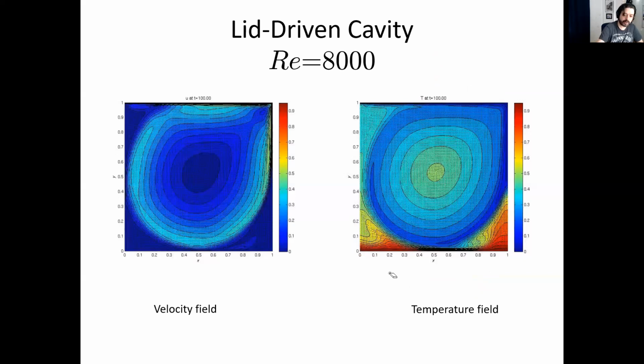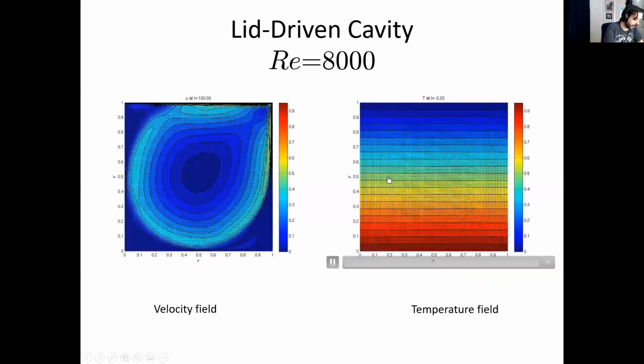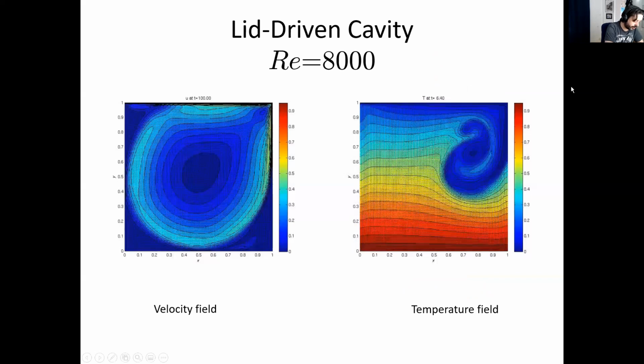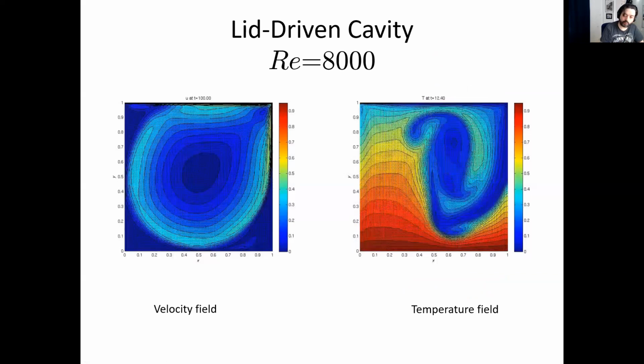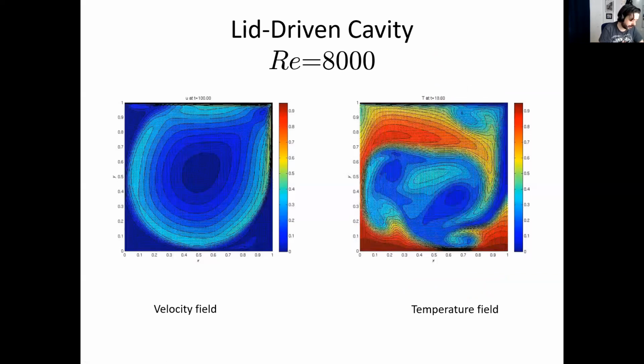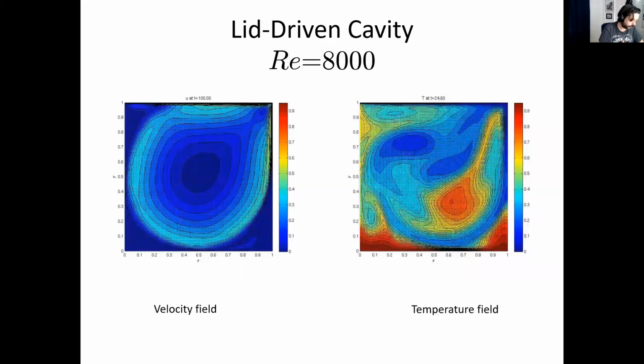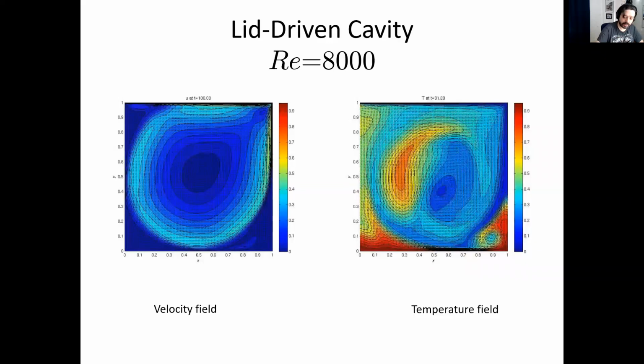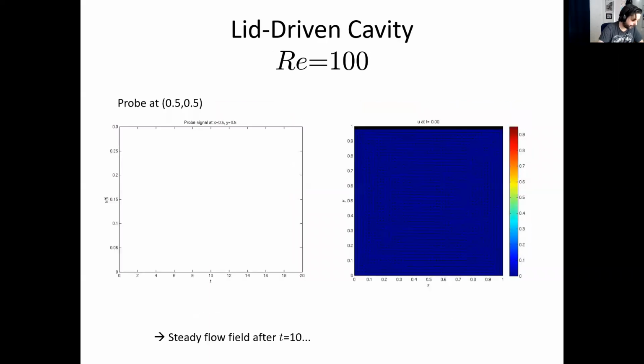Let's just watch this again because I like it. So you can really see how you get this vortex arising. Okay. Well, that essentially were the three different Reynolds numbers for the lid-driven cavity, with the main features that you should also see in your results.